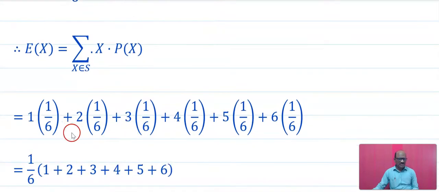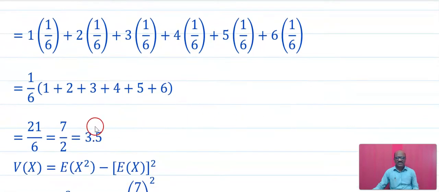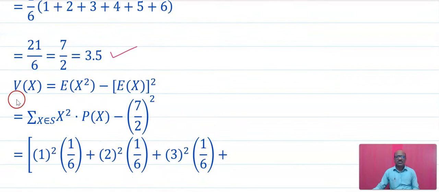P(x), that is 1 into 1/6 plus 2 into 1/6, 3 into 1/6, 4 into 1/6, 5 into 1/6 and 6 into 1/6. Take 1/6 as common. Then in the bracket you will get 1 plus 2 plus 3 plus 4 plus 5 plus 6, and their summation is 21/6, and that is equal to 7/2 = 3.5. And hence the variance of x is equal to E(x²) minus (E(x))².